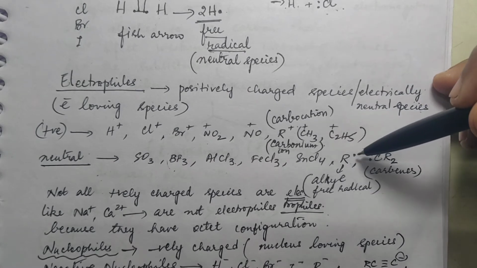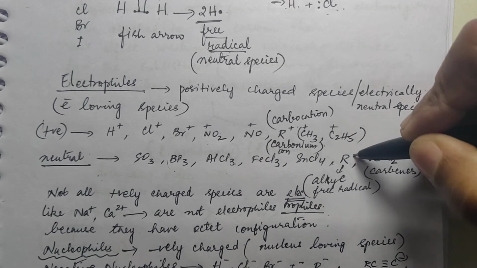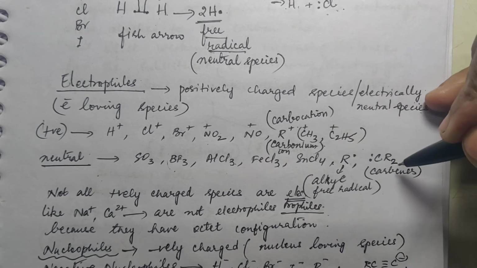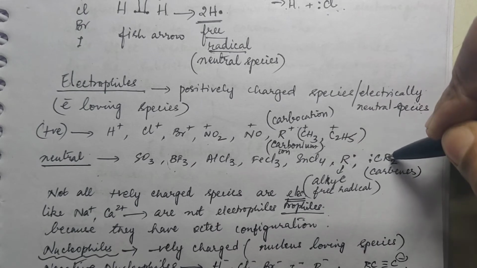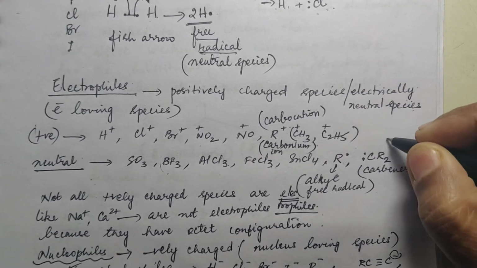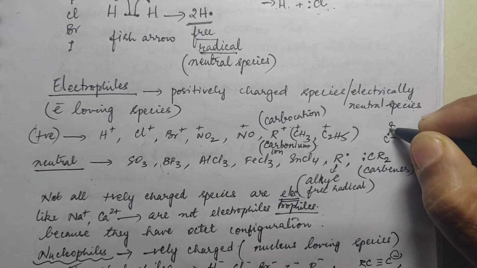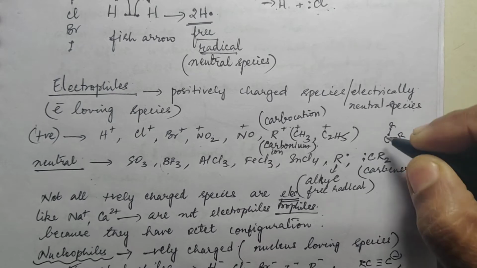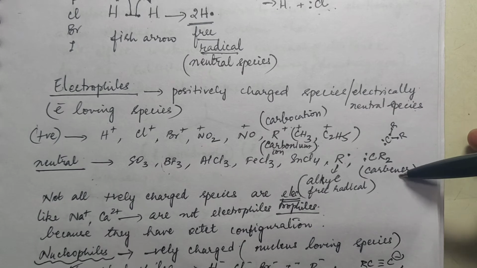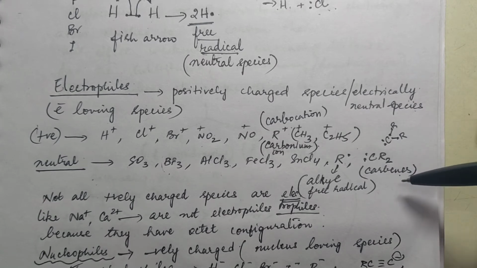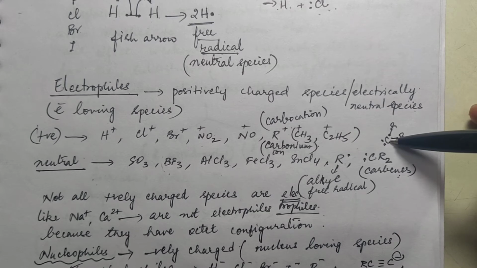Apart from that, R dot, the alkyl free radical, is considered an electrophile. Same way, C with a pair of electrons with 2 R groups, that is, C has 2 alkyl groups, so these 4 plus 2 electrons. So there are 6 electrons only. They are called carbenes. They are also electrophiles because it is short of 2 electrons, right?